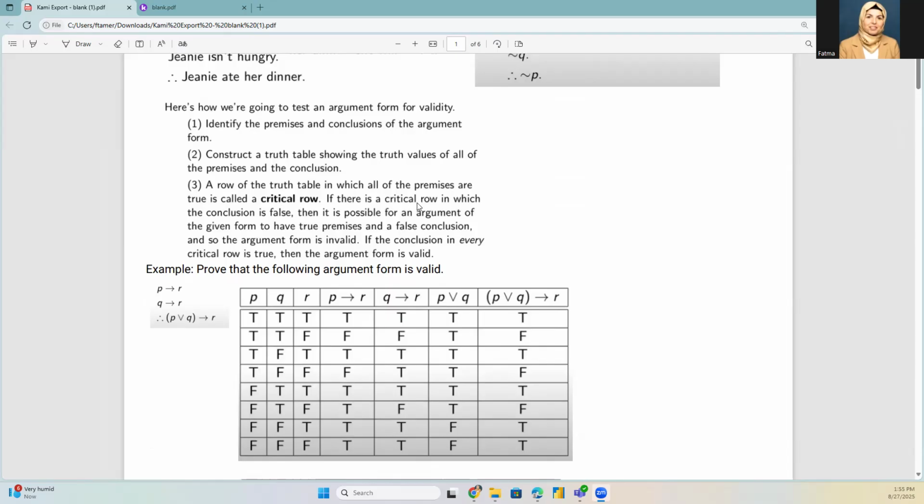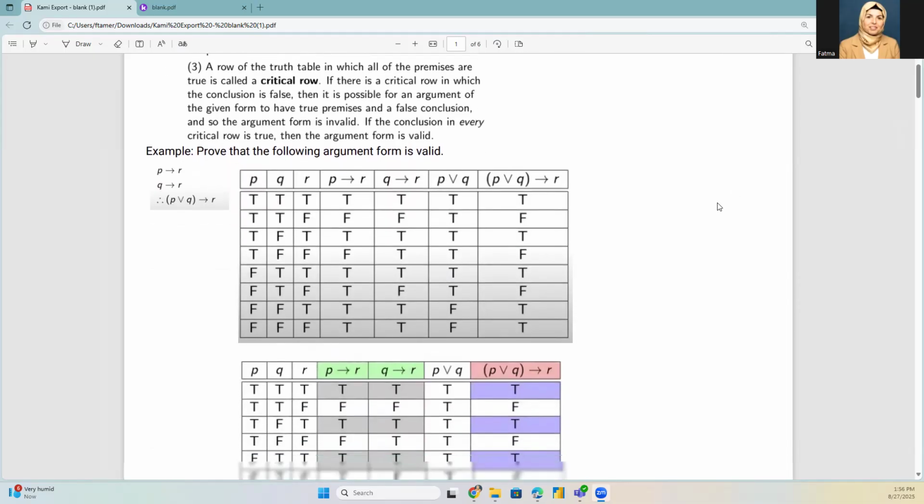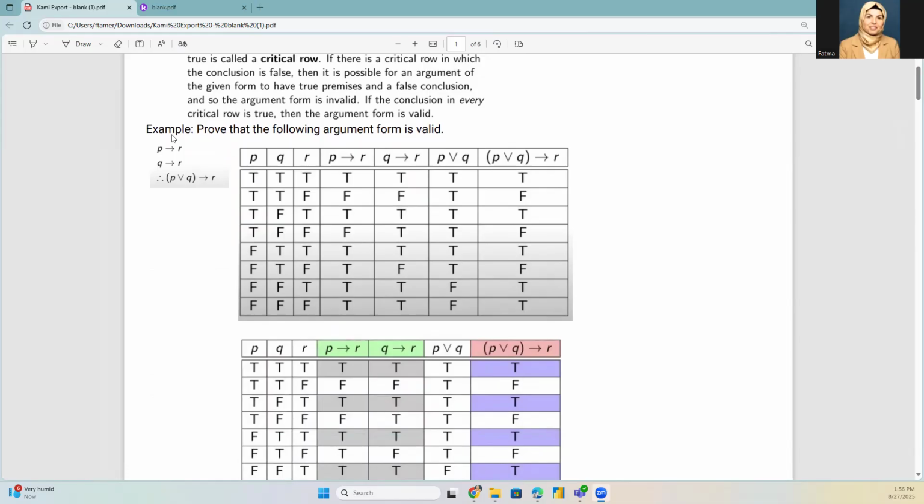If there's a critical row in which the conclusion is false, then it is possible for an argument of the given form to have true premises and a false conclusion, so the argument is invalid. If the conclusion in every critical row is true, then the argument form is valid. We're going to look at an example to follow these steps.